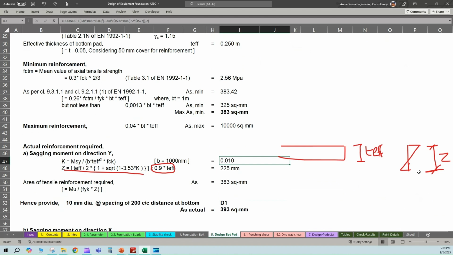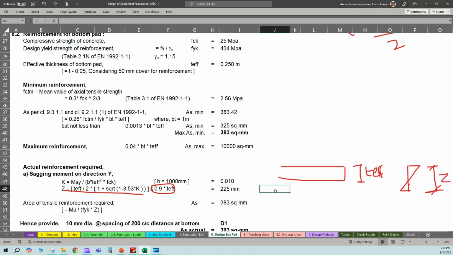So it means this lever arm distance is going to act near the tension zone, and we know that the Z value is t effective divided by 2 into 1 plus the square root of 1 minus 3.53 K. So applying all these values, we are getting 225. So this 225 is nothing but 90% of 250 mm.